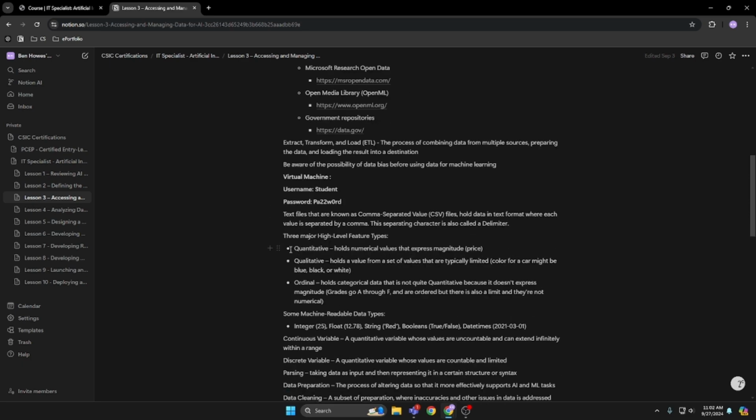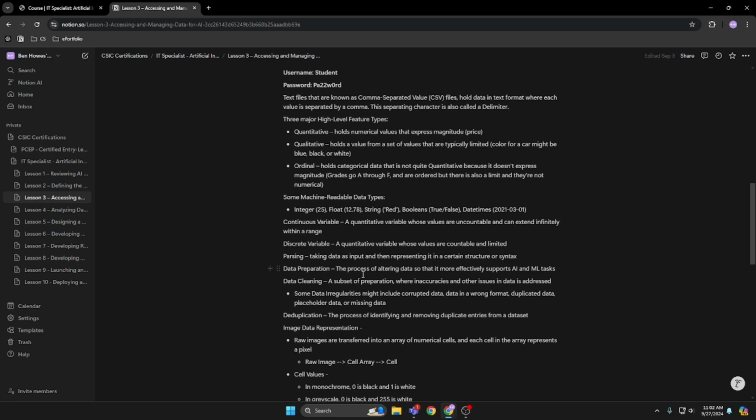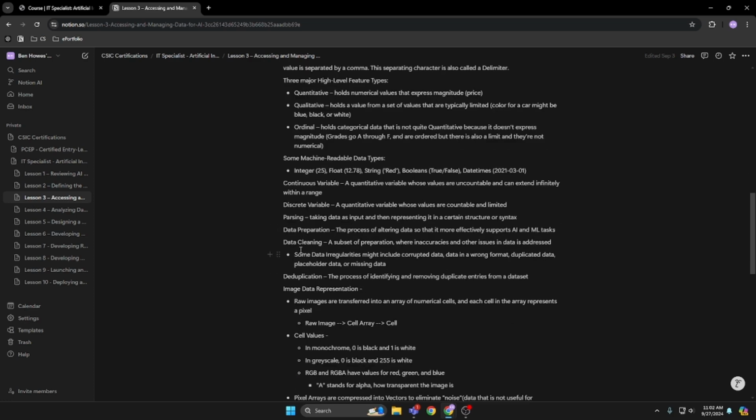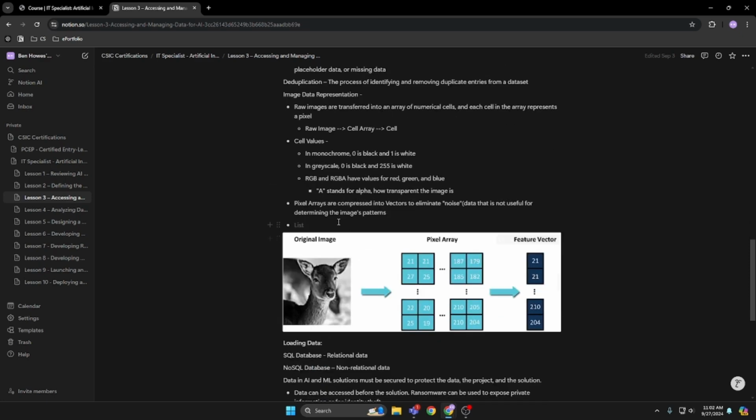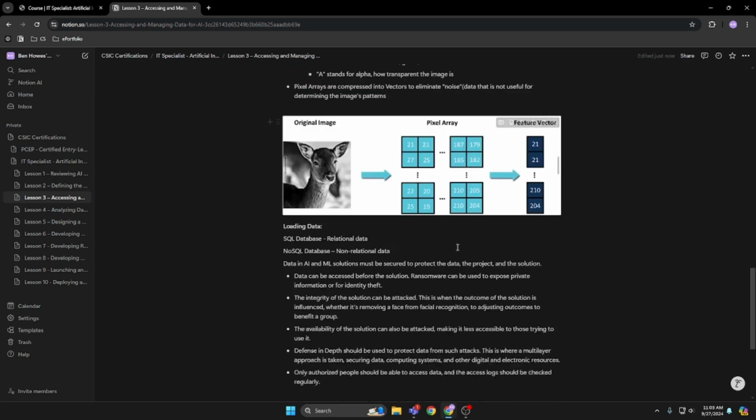It goes over different types, like quantitative, qualitative, ordinal. It goes through the data cleaning process, which is pretty much just preparation for using in training your AI model. It goes through how you can turn images into sort of like numbers or data that your program can actually understand, can actually make results from.